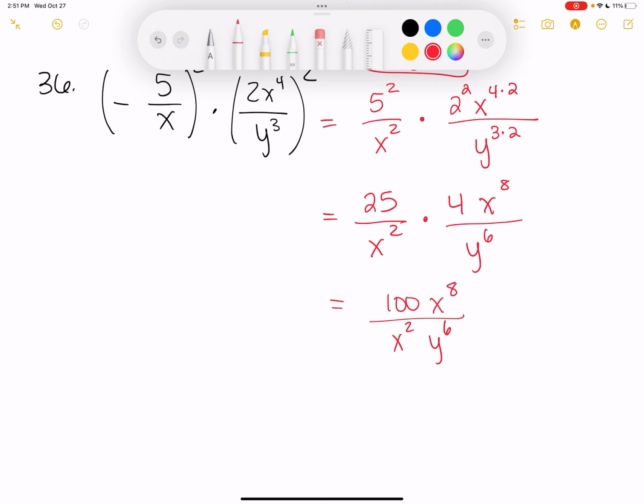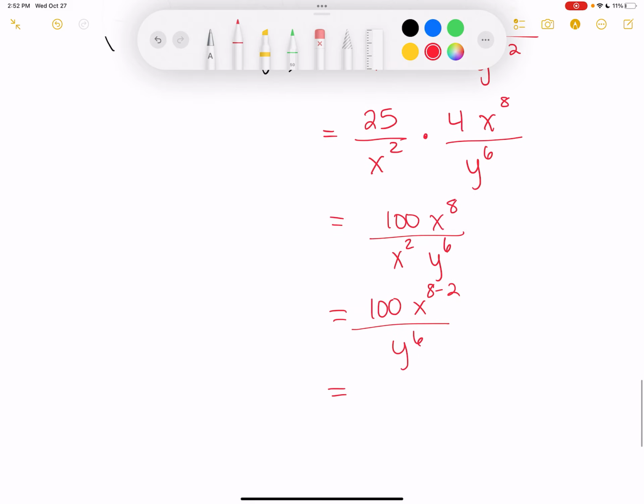You subtract the 8 and the 2 because you can only have 1. Yep, because I can only have each thing written once. So 100 x to the 8 minus 2 over y to the 6th. So that's 100 x to the 6 over y to the 6th. Cool? Yes. Any questions? All right.